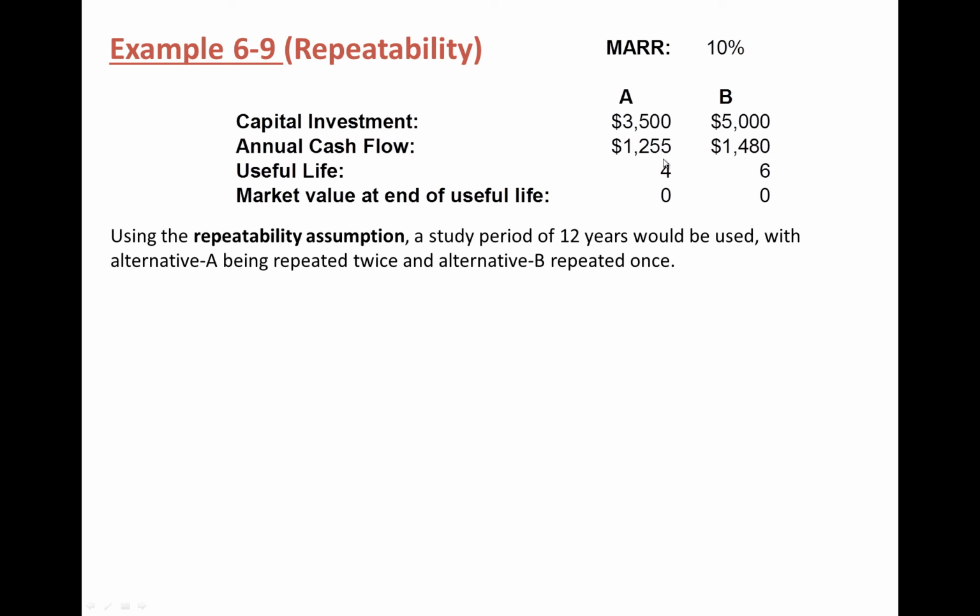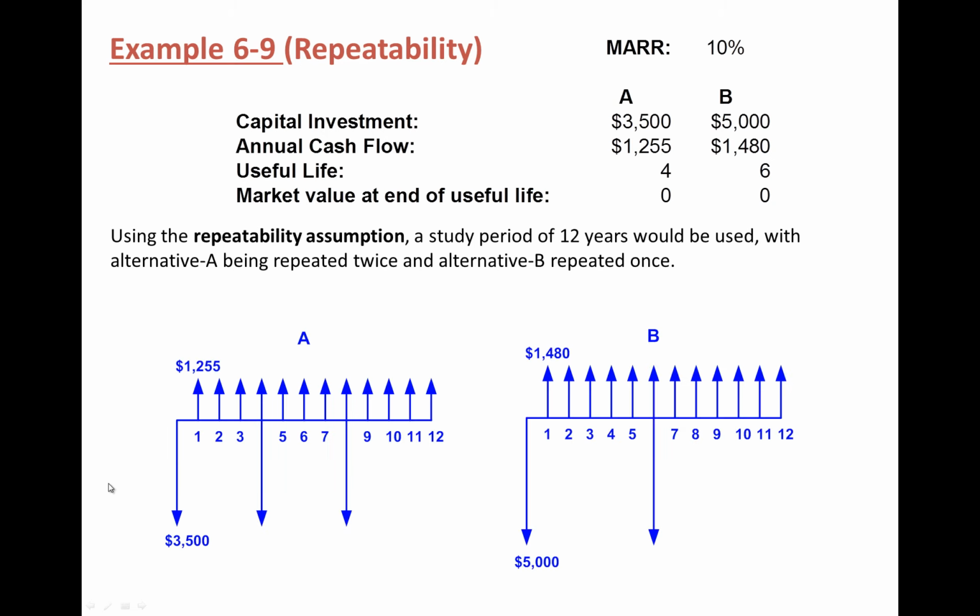And so you can see here the cash flow diagram is showing that we spend $3,500 to buy option A at year 0, and then we get the revenue. And in year 4, not only are we getting the revenue for that year of operation, but we're having to buy a new piece of equipment so that we can continue through another 4-year cycle. And then we do that one more time. In year 8, we buy another piece of equipment, and it goes on through to year 12.